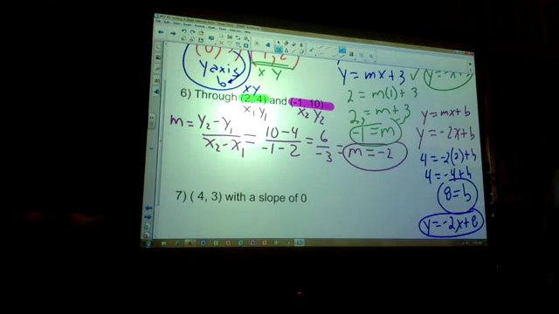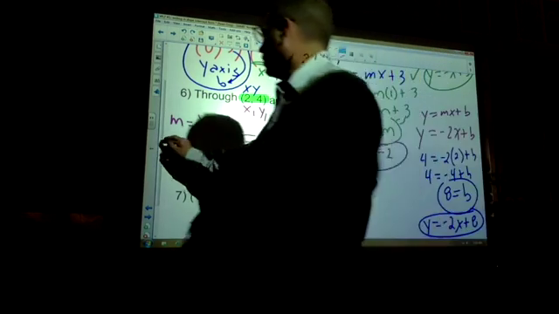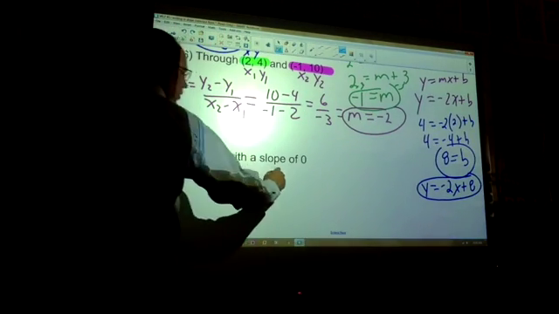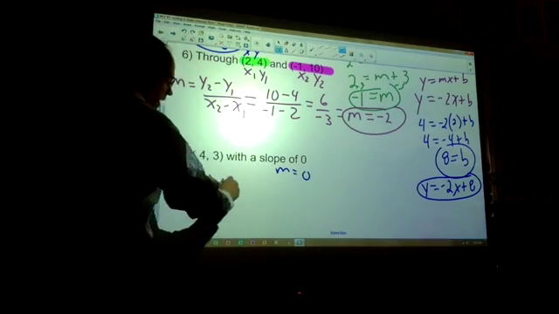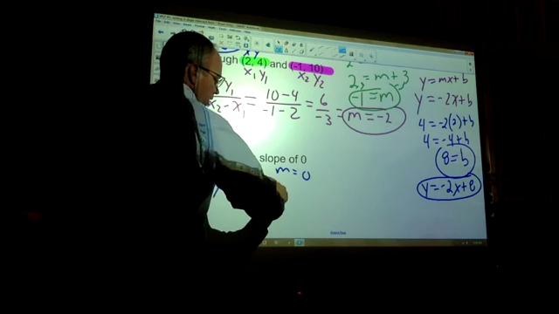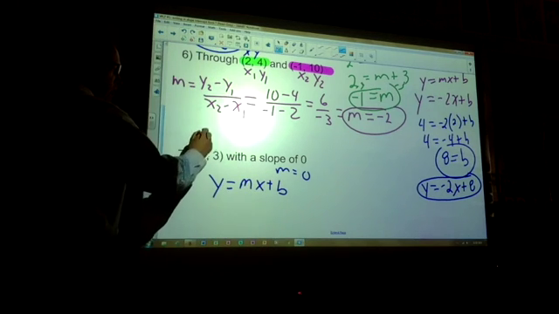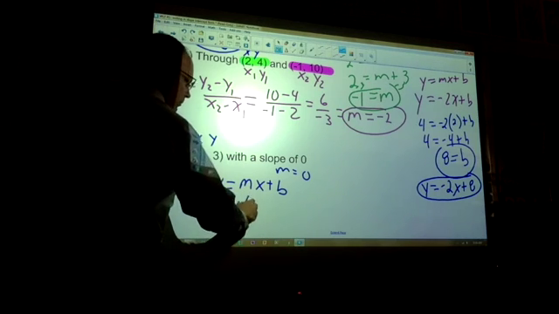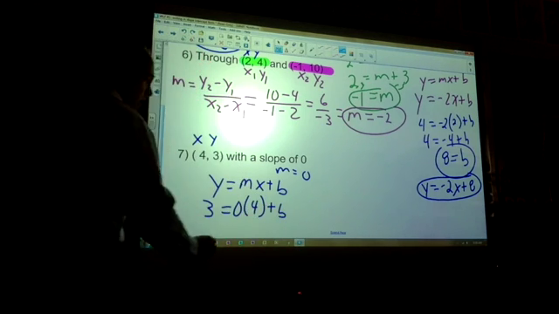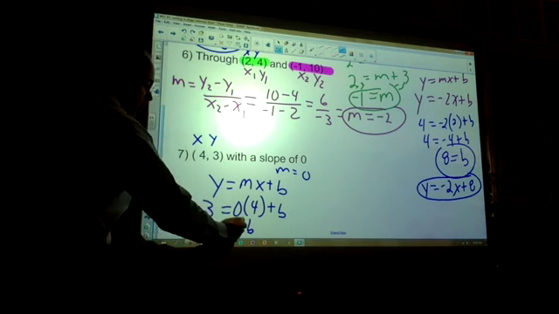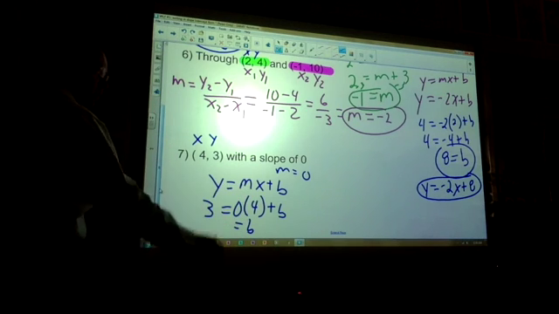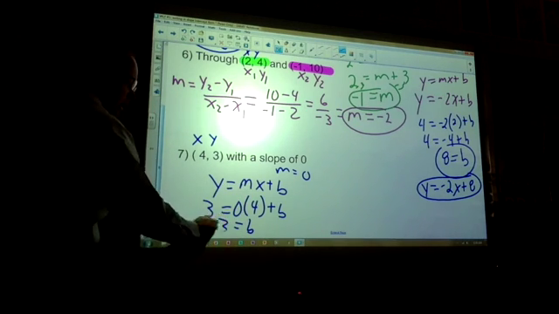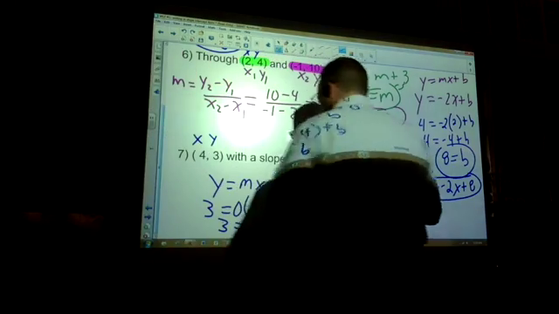Very, very last question. It's a quick one. What's our slope? 0. So m equals 0. So y equals mx plus b. This is an x, this is a y value. Still with me? 3 equals 0 times 4 plus b. So b is equal to 3.